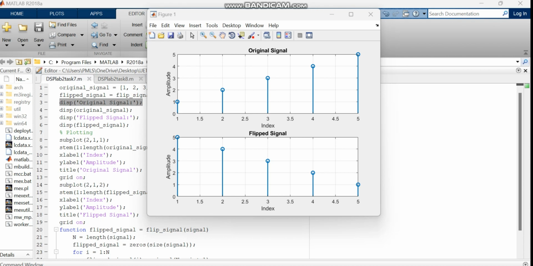But if we see the flip signal, here the magnitude at 1 is 5, for 2 it's 4, 3 it's 3 and so on, and we see an exponential decay signal, whereas the original signal was an exponential growth signal.